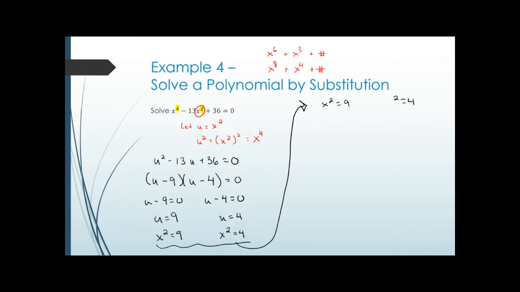You want to take the square root of both sides so that you can solve for x. And remember, we're going to get a plus or minus. The square root of 9 is 3, so x equals plus or minus 3. When I take the square root of 4, I get x equals plus or minus 2. I actually have 4 answers here because we started with x to the fourth as the highest power, so we should have 4 solutions or fewer if one of them repeats. We have a positive and negative 3, and a positive and negative 2.